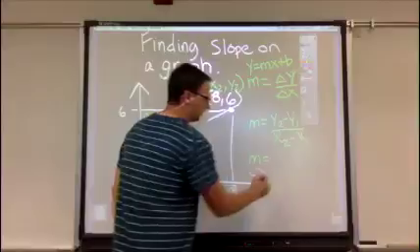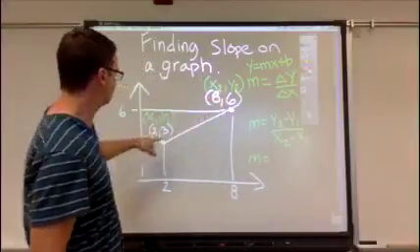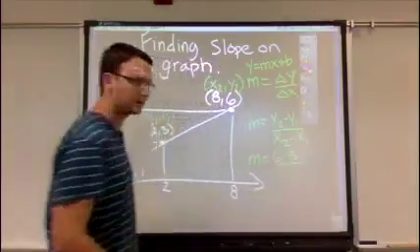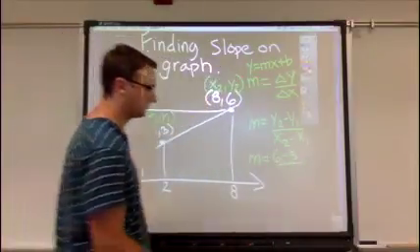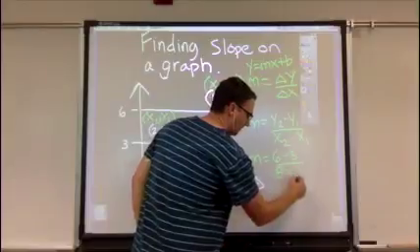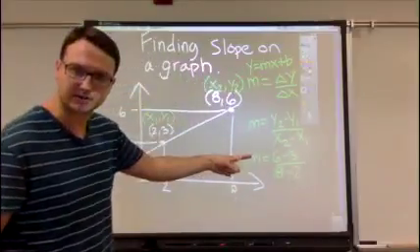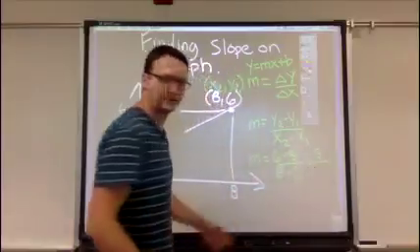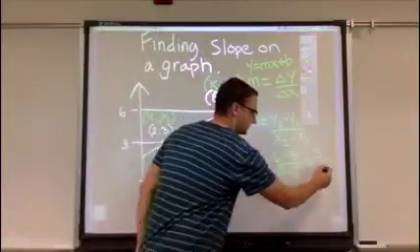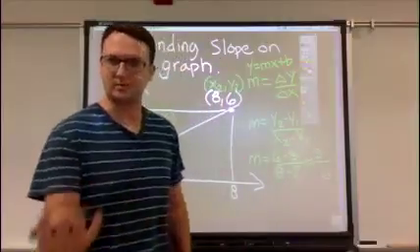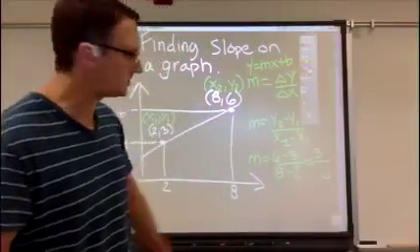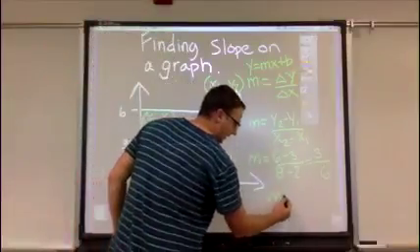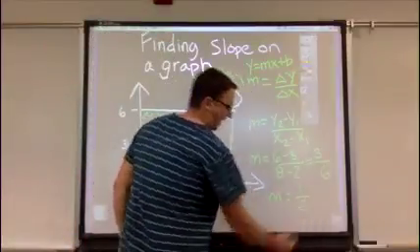So m will equal 6 minus 3 over 8 minus 2. So 6 minus 3, if you remember, is 3. And 8 minus 2, if you're not sure, is 6. So we already watched a video on simplifying fractions. We can simplify that fraction because 3 goes into both of them. So m ends up being 1/2.